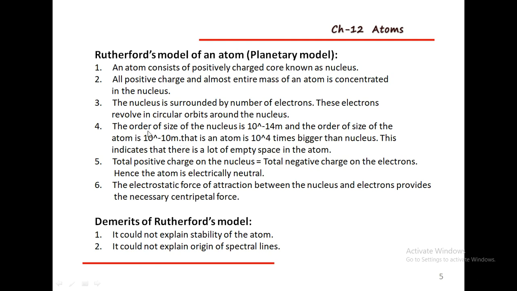Next point, the order of size of the nucleus is 10^-14 meter and the order of size of the atom is 10^-10 meter. That is, an atom is 10^4 times bigger than the nucleus. This indicates that there is a lot of empty space in the atom. So empty space is present in the atom.